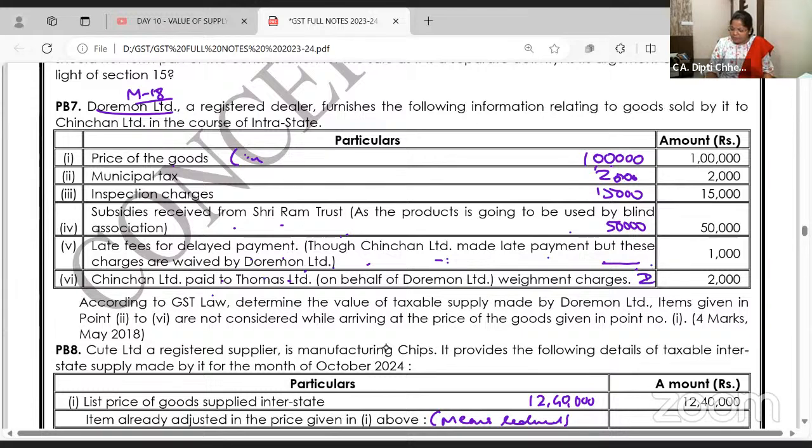Definitely add 2000. According to the question, to determine the value of taxable supply, items given in points second to sixth are not considered while arriving at the price in point number 1. Look at the language, a 4 marks May 18 question. Items 2 to 6 are not inclusive, that's why we have added them back. How much is the value now?